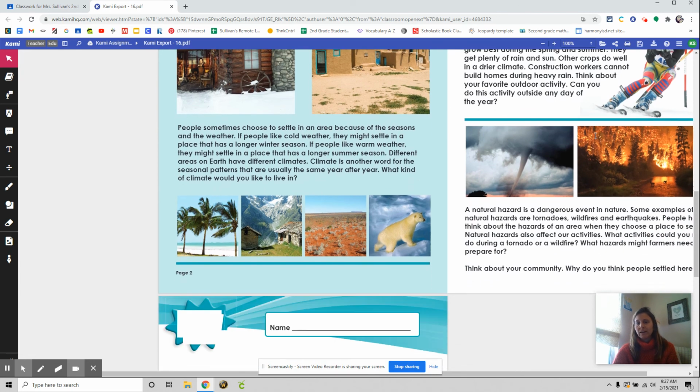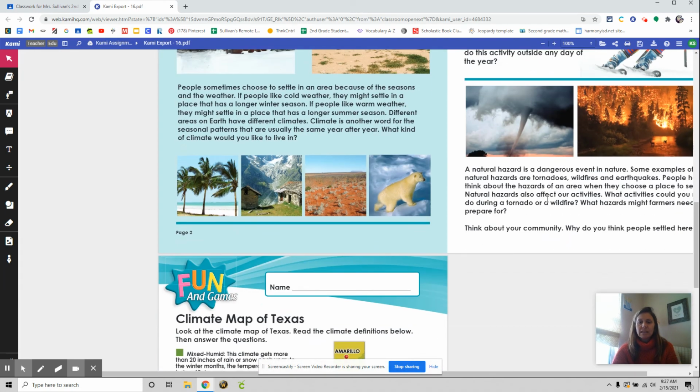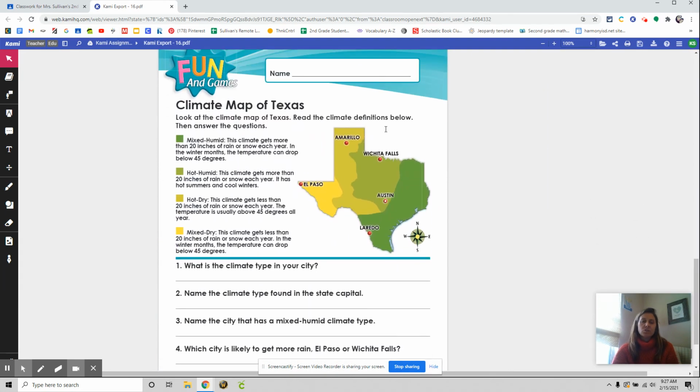Read it very carefully. Oh, this one's cool because it talks about natural hazards and disasters. Now, we've already talked about weather in science, so we should know a lot about weather, okay? But this kind of goes a little bit further. And then be sure to do the last page on here. This is a climate map of Texas. So you're going to look at this climate map. It has the code here.